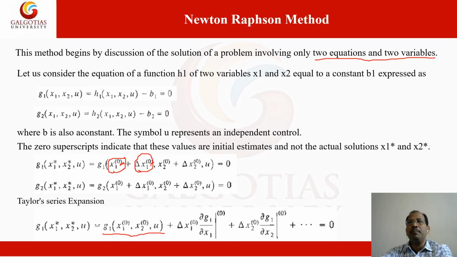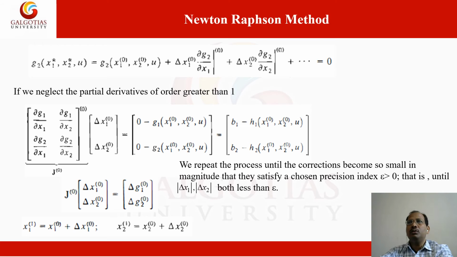Similarly, we have to apply this for G2. This is the Newton-Raphson method for G2. We apply the Taylor series to G2, and we only consider the first order. Here this is the initial condition value. This is the first partial derivative with respect to x2, and we are neglecting the higher order. We neglect the partial derivatives of order greater than 1, and so we get these equations.